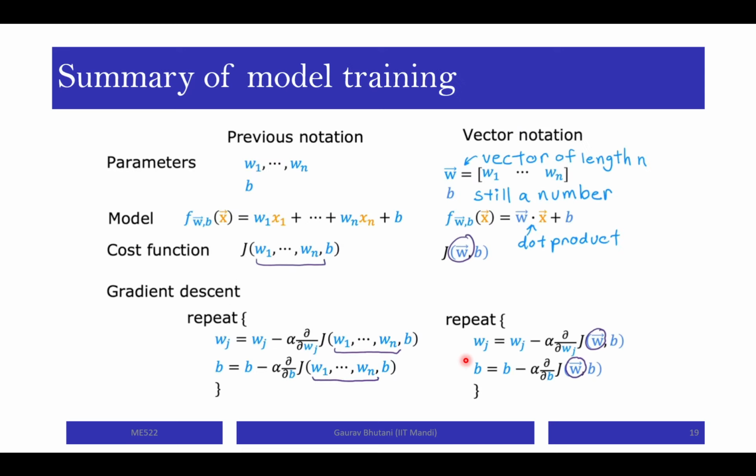So let's summarize this process. Now we know how to train a model. How do we train a model? We have some parameters that we want to predict.